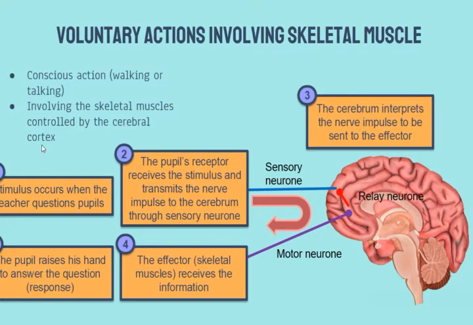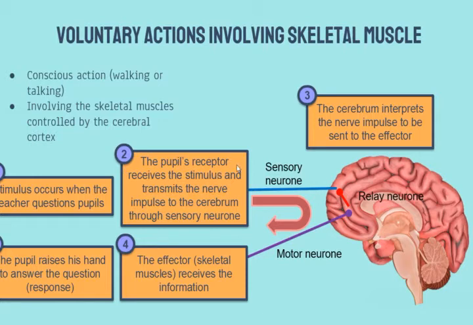Alright. Okay, so now let's go to this diagram. These are voluntary actions involving the skeletal muscle. For example, we go to number one. The stimulus occurs when the teacher questions the pupils, right? So when the teacher questions the pupils, that is referred to as the stimulus. Okay, next we go to number two.